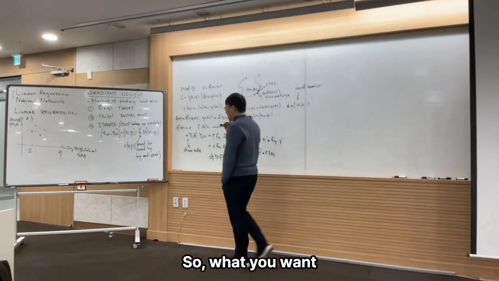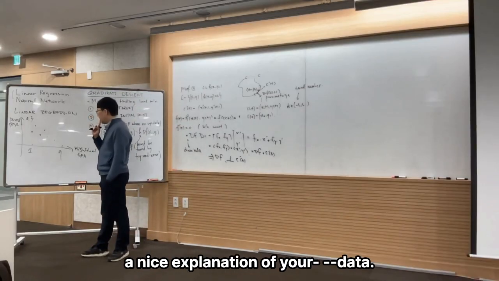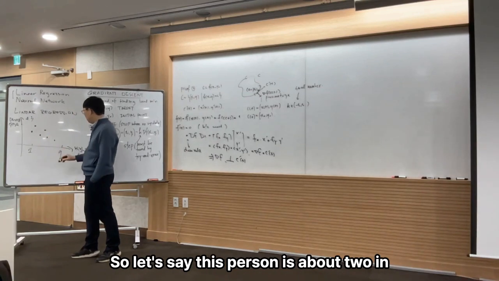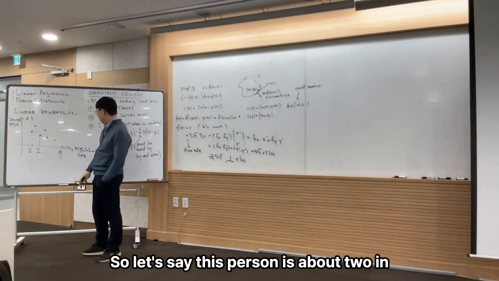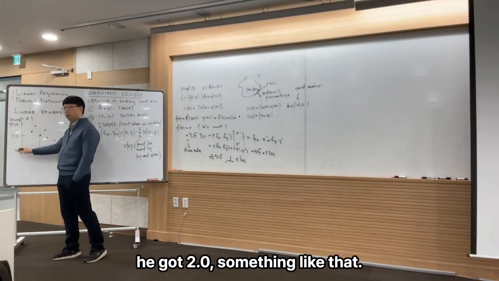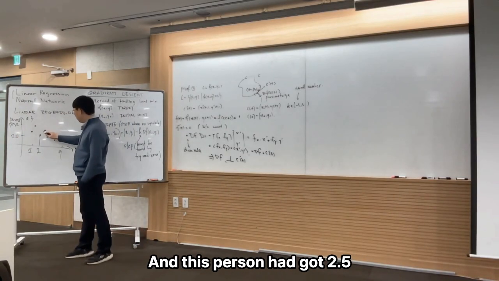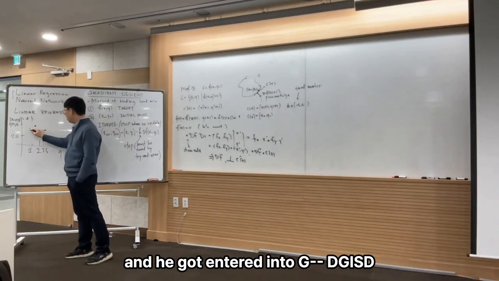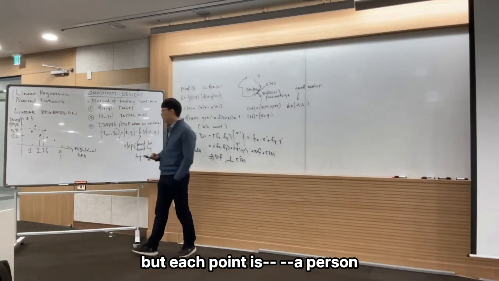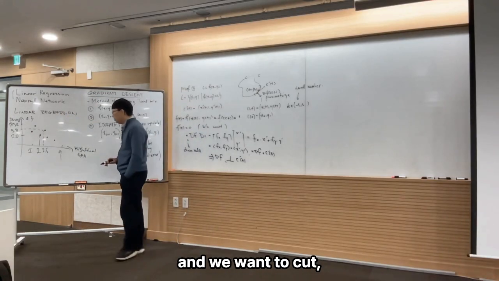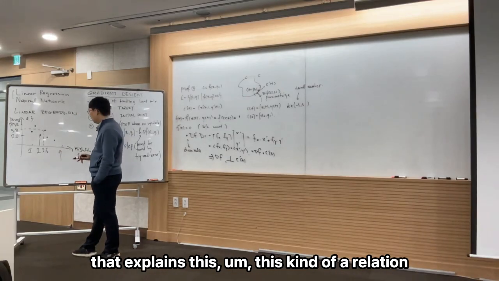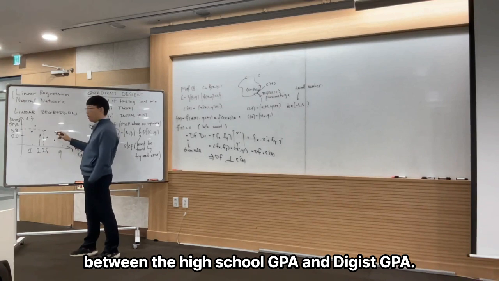So you kind of want to have a nice explanation of your data. Here, each point is a person. Let's say this person is about 2 in high school GPA, and when he got into DGIST, he got 2.0, something like that. And this person had 2.5, and he entered DGIST and got something like 3.8, right? So everyone is different, but each point is a person, and we want a model that explains this relation between the high school GPA and DGIST GPA.